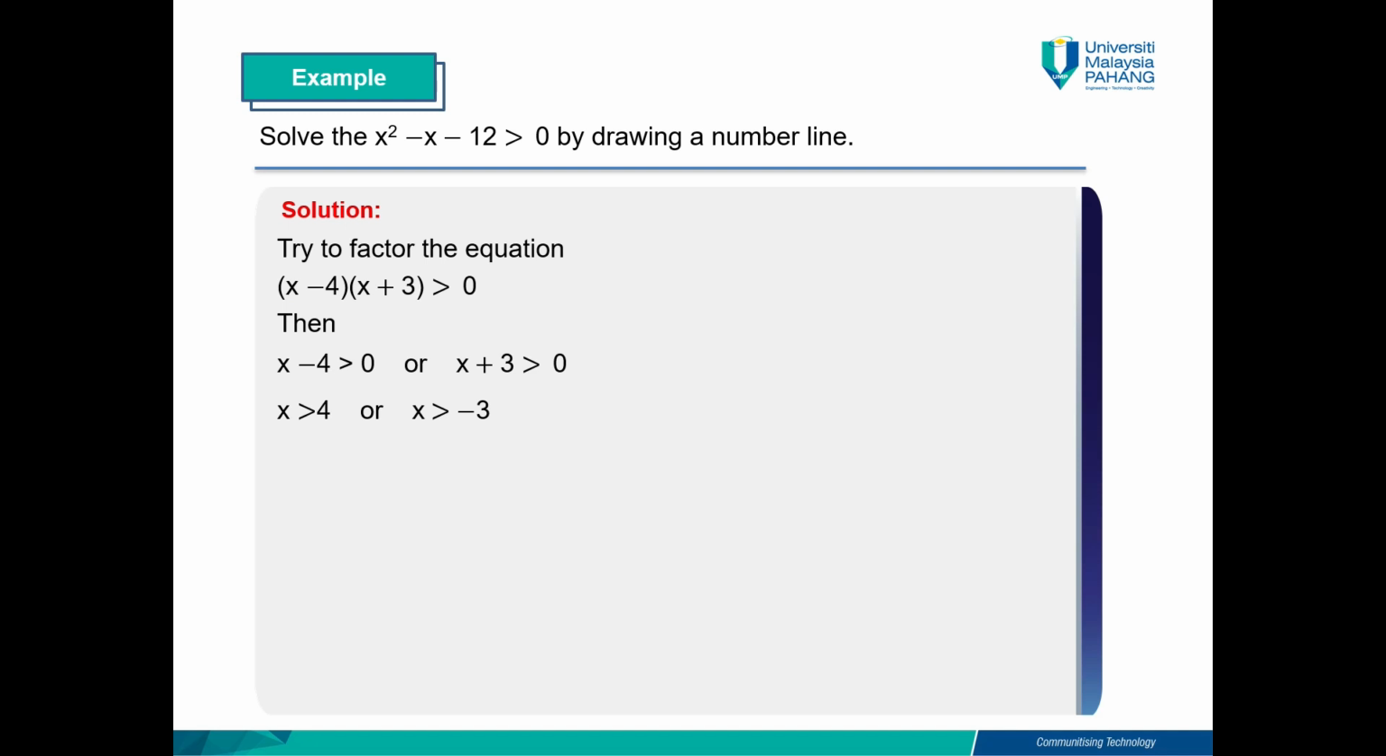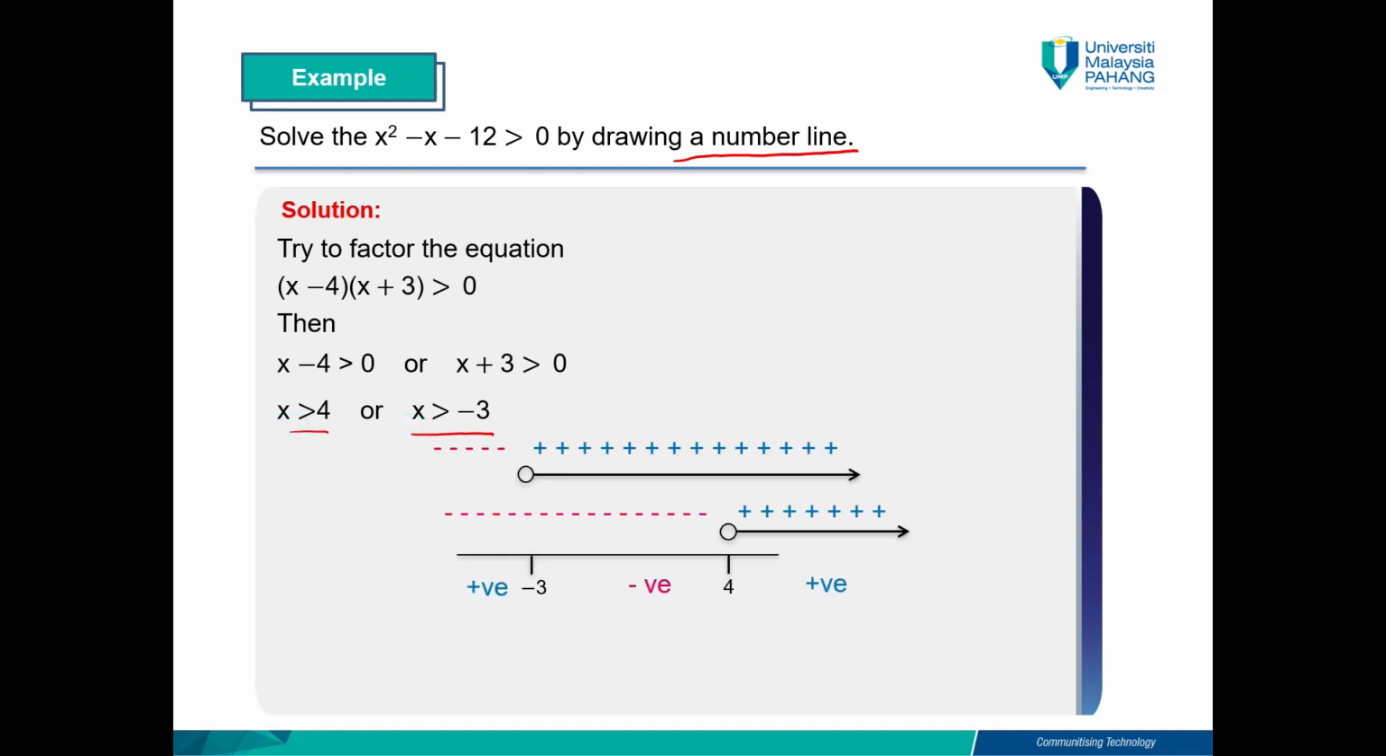Alright, for example, this one, x squared minus x minus 12 more than 0. We're going to solve this one by drawing a number line. First of all, we factor the equation to get the roots of the equation. So we have x minus 4, x plus 3. Next, we draw a number line with 2 points, which are minus 3 and 4. So let's do this one.